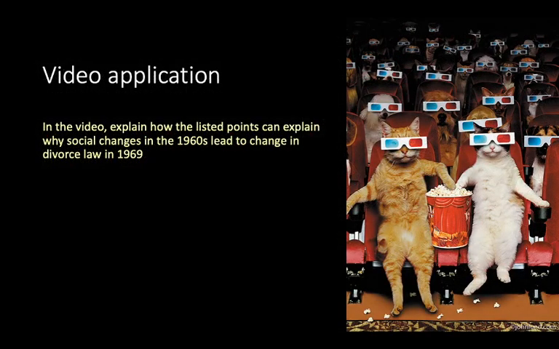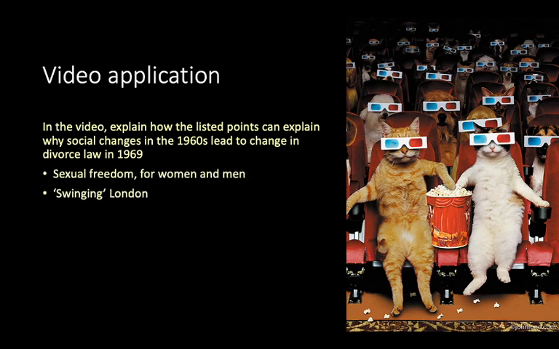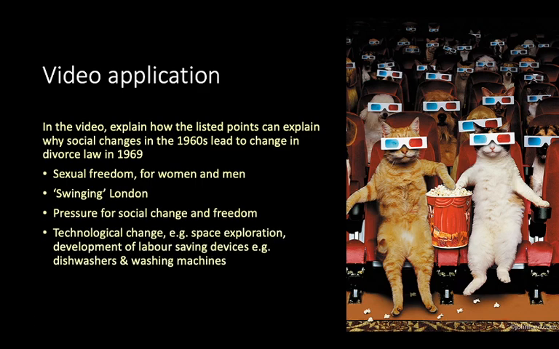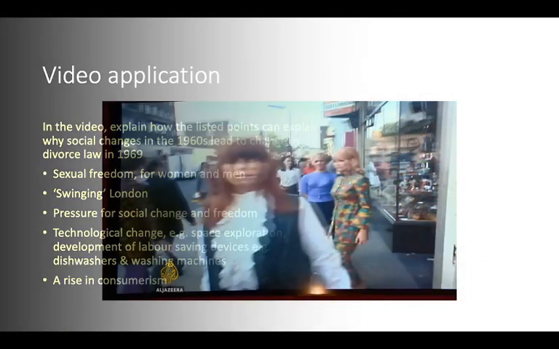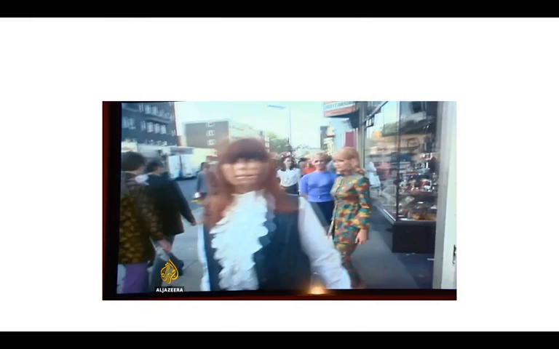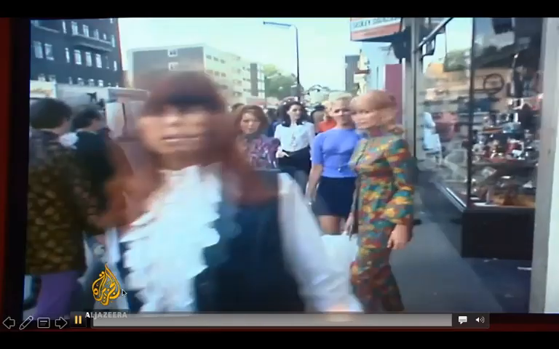I'm going to show you a video, and I want you to explain how these points led to change. So we've got sexual freedom, swinging London, pressure for social change and freedom, technological change, and then lastly a rise in consumerism. We're going to go over these points, but as you're watching this video, start to fill in those little spots. You actually have the spots to fill out in your booklet. So let's watch the video. I think it's like 2 or 3 minutes long. It is embedded, so if you're watching through the PowerPoint, it is here. Let's have a watch.